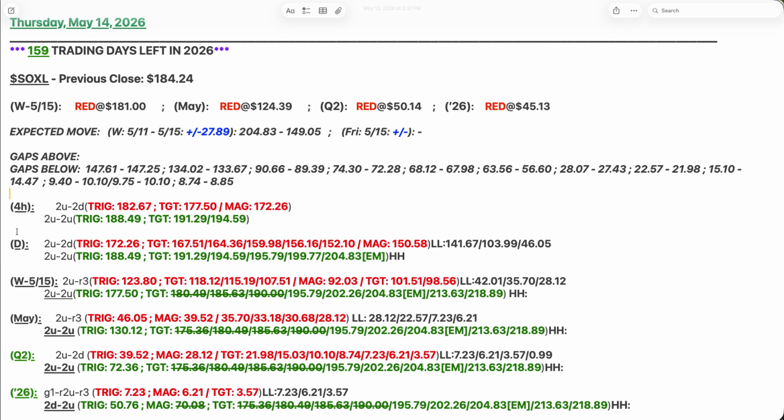So for Thursday, May 14th, 2026, there'll be 160, and actually I didn't change that either. There's 159 trading days left in 2026 on Thursday.